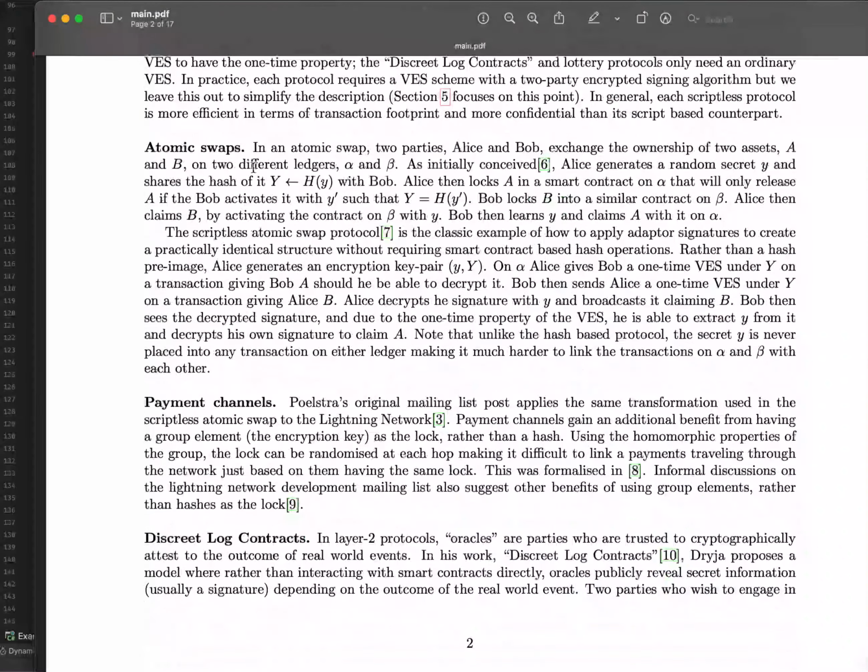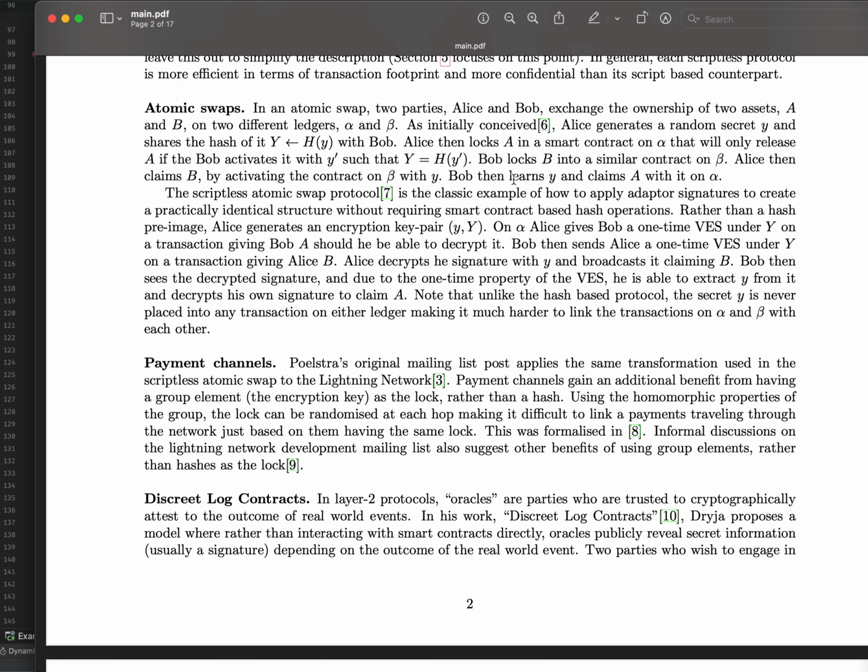So the atomic swap basically happens between two currency pairs on either chain or on two different chains. This explains how the atomic swap actually happens and what needs to happen before the other one moves to sign the signature on each address.